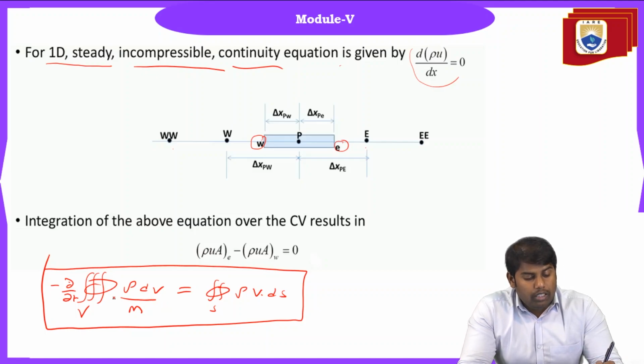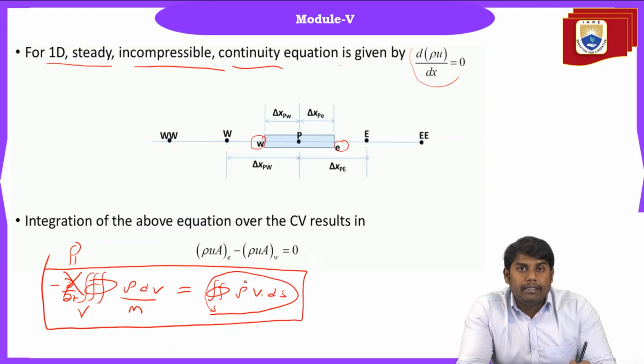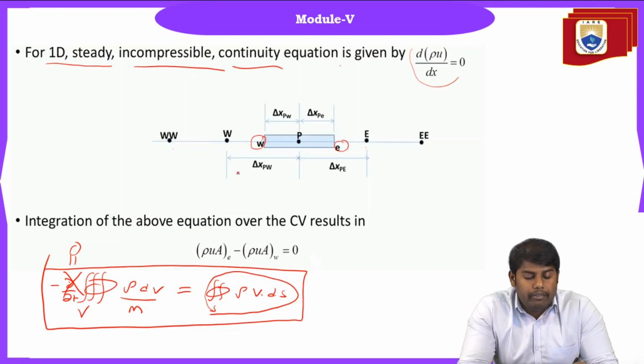Now, when I say steady, what do you mean by steady? This term is zero: the time derivative term is not present and is taken as zero. So we have only the flux term, which is rho v dot dS. When we do the surface integral of rho v dot dS, dS is nothing but the area, between two surfaces, the west and east.